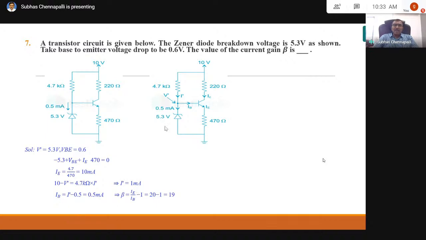So your IB is I dash minus the Zener current, which is given in the question itself as 0.5 milliamperes. Then you will get IB as 0.5 milliamperes. Now I want beta. So the formula is IE is equal to 1 plus beta times IB. That is rearranged as beta is equal to IE by IB minus 1. So that is 19, which is the beta, the current gain in the common emitter amplifier.